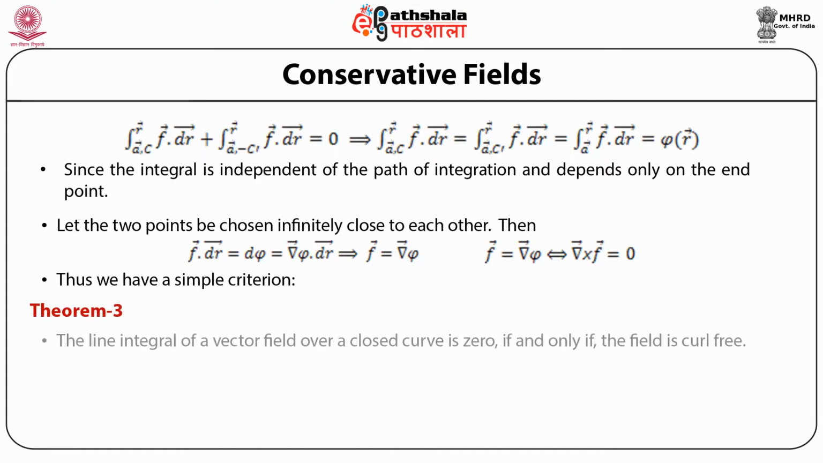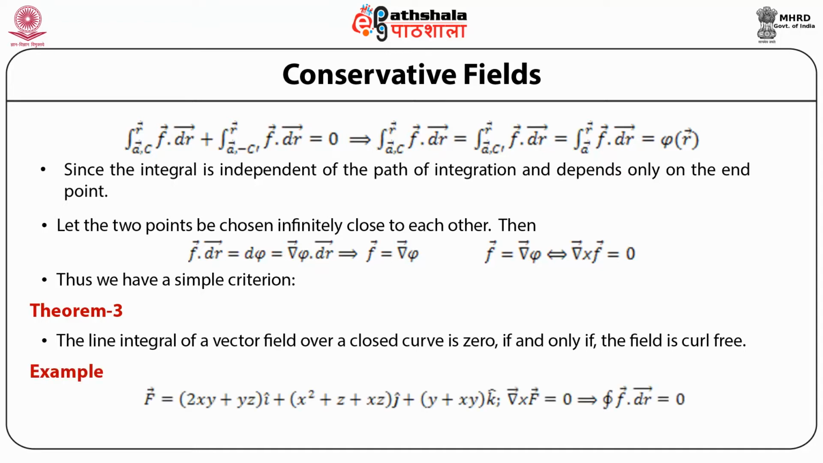Theorem 3. The line integral of a vector field over a closed curve is 0 if and only if the field is curl free. For example, F = (2xy + yz) i cap + (x² + z + xz) j cap + (y + xy) k cap, then ∇ × F is equal to 0, that is, the integral of F·dr is equal to 0 from the theorem proved above.